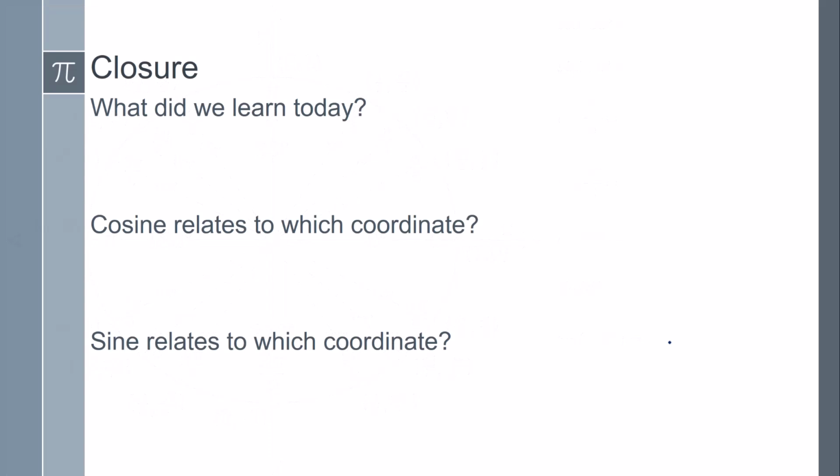So what did we learn today? In conclusion, we talked about the unit circle. And just to remind you, the cosine value relates to the x coordinate, and the sine value relates to the y coordinate.